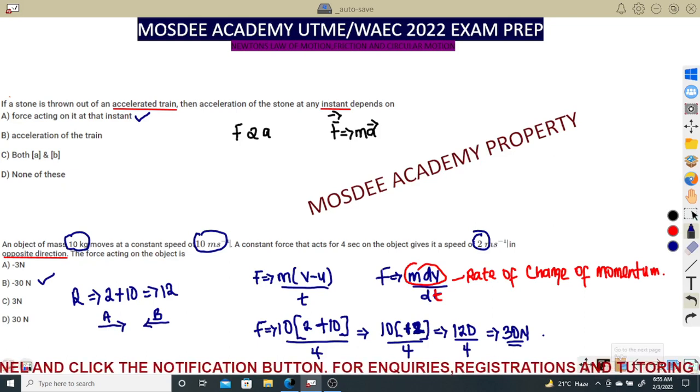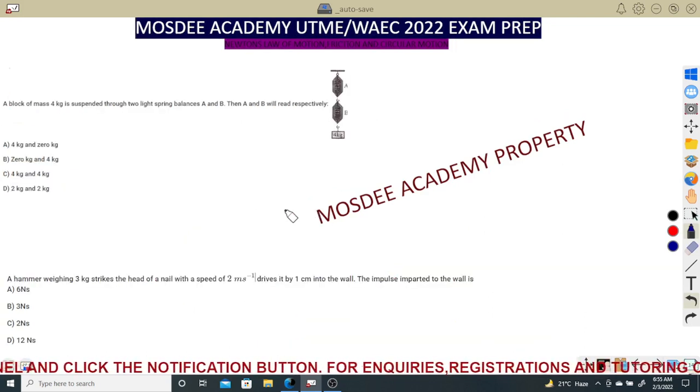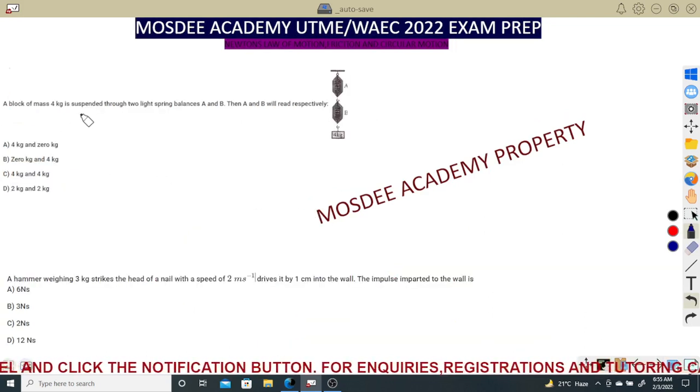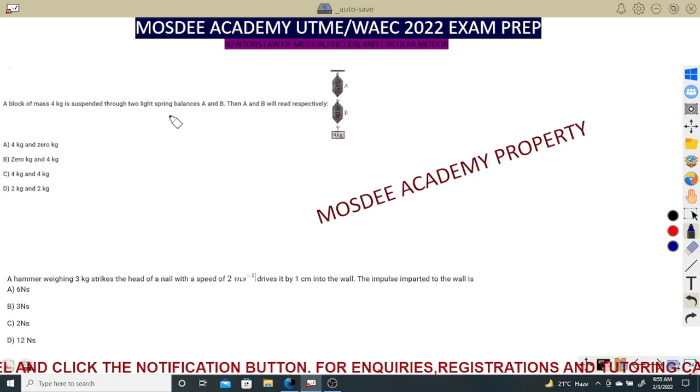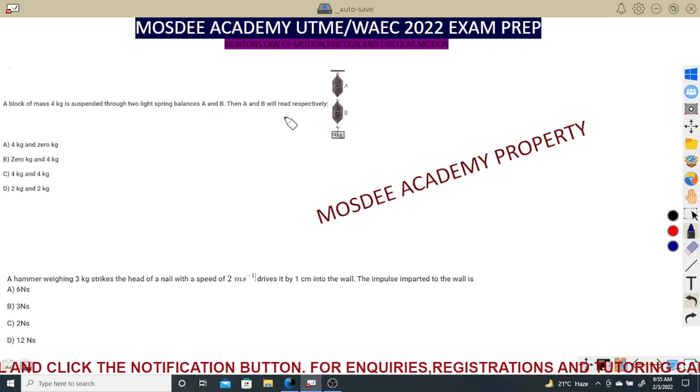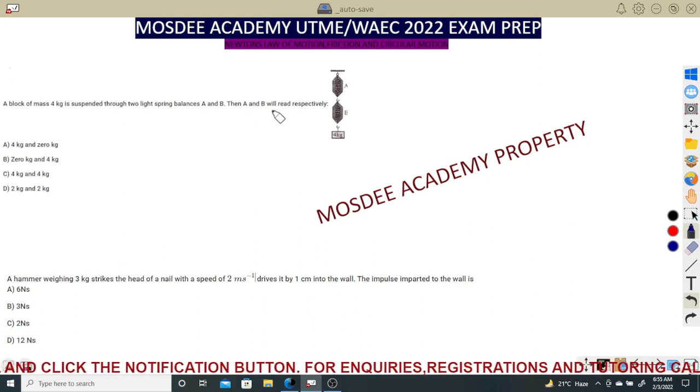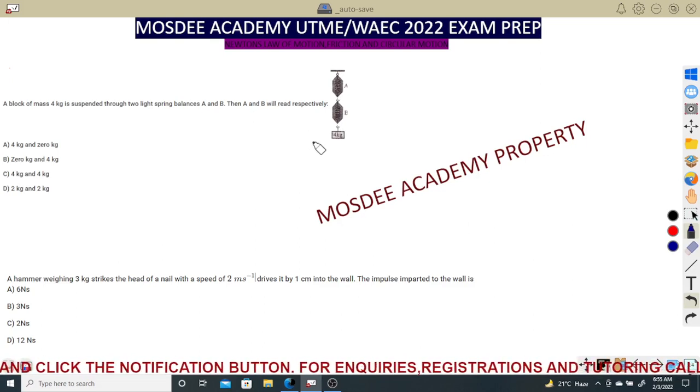The next question. Now, about the next question, we have a block of mass 4 kg suspended through 2 light spring balances. The balances are A and B. Then A and B will read respectively dash.